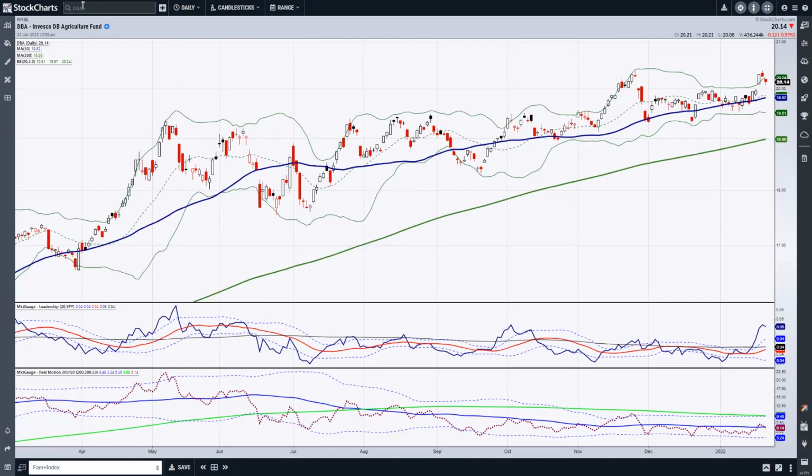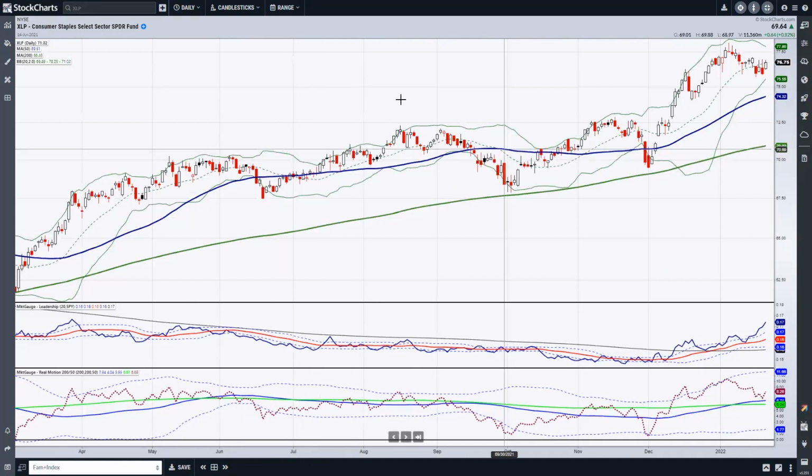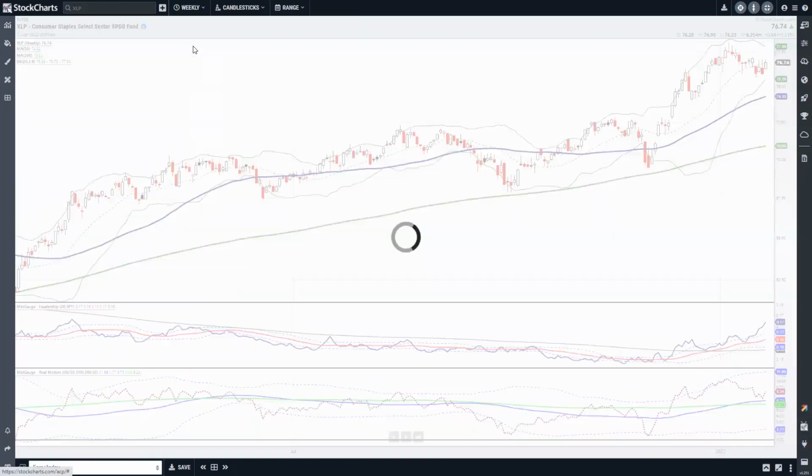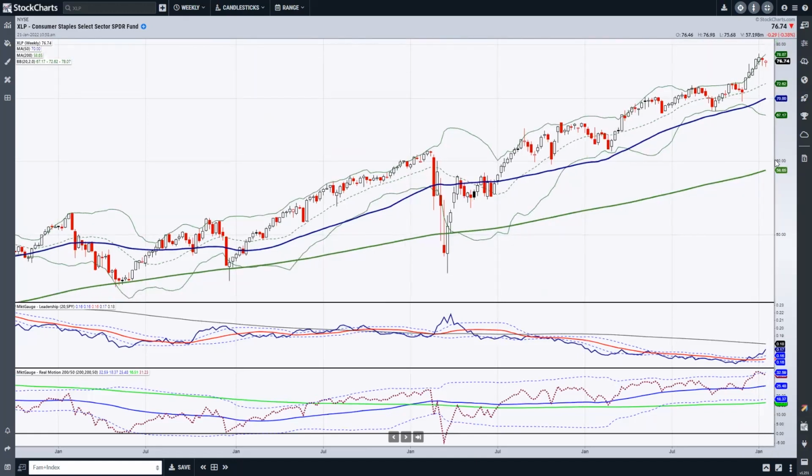And then two more to go is XLP. So this is actually consumer staples, which has been chopping around. Let's take a look at this one on a weekly chart. On the weekly chart, though, we're still in a big, strong trend, and all we're doing basically is developing another flag. And look at how well this is outperforming. So this would be another one to keep an eye on. I think next time this gets through 77.20, this thing could fly up.